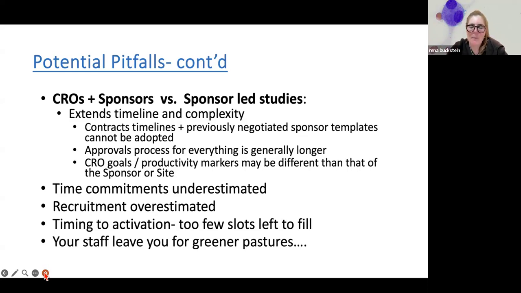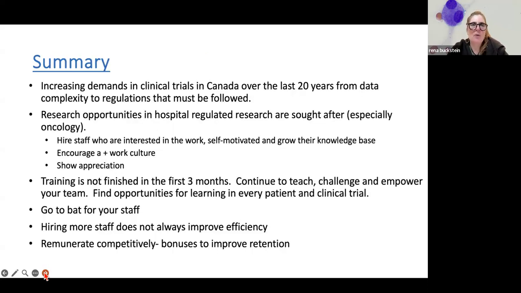And then again, as I said before, remember your staff may leave you for greener pastures, and you may be short-staffed, which may limit your ability to put more patients on the study and or the timelines for getting the data in, and so that you can get paid. So just to summarize, clinical trials have become much more complicated in the last 20 years because the data is much more complex. Regulations are much more, they're just much more complex and difficult to follow.